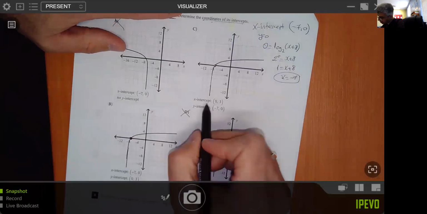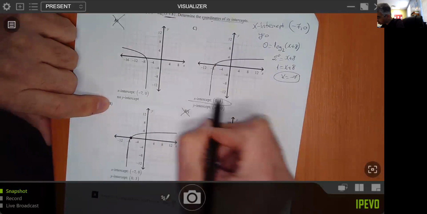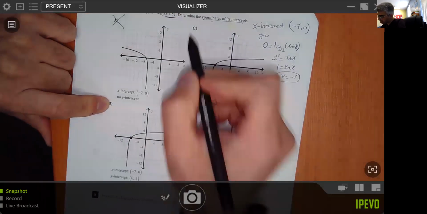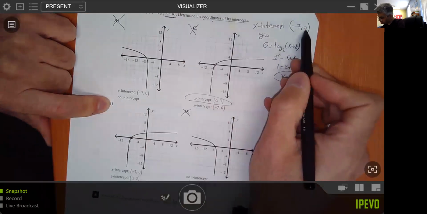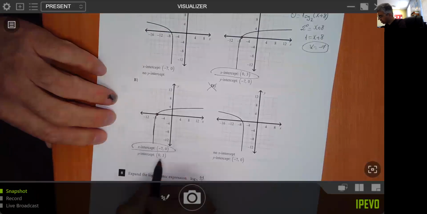X-intercept, graph is okay, but look at here. It's written x-intercept (0, 3). No, my dear, the x-intercept is (-7, 0). So here it is. All right, let's check the y-intercept.